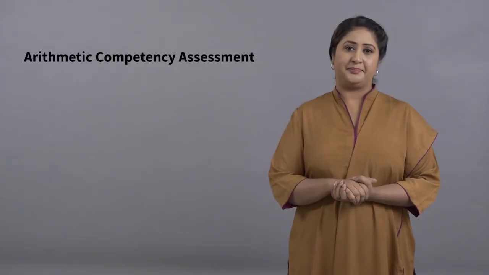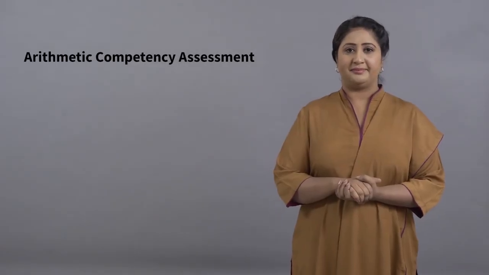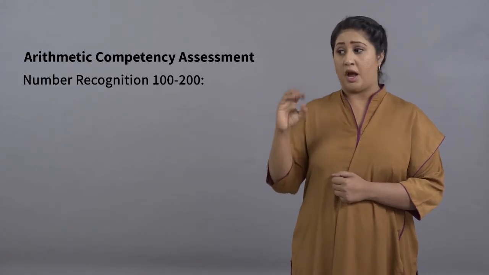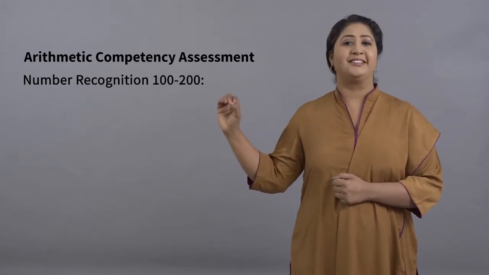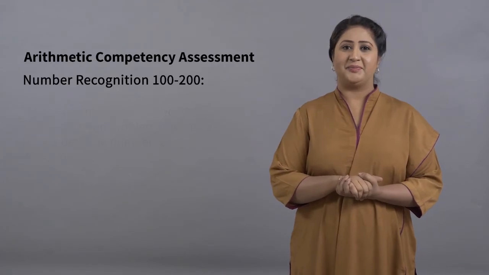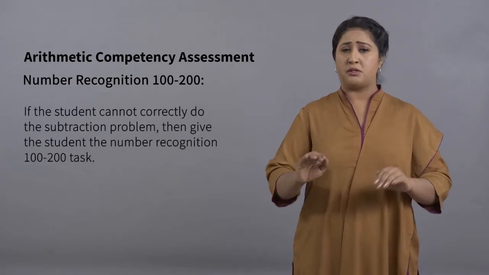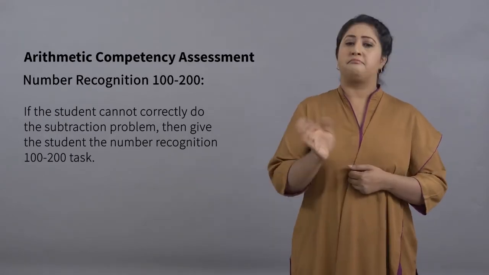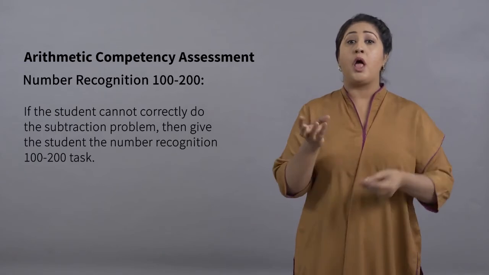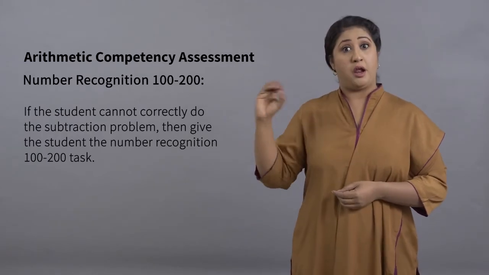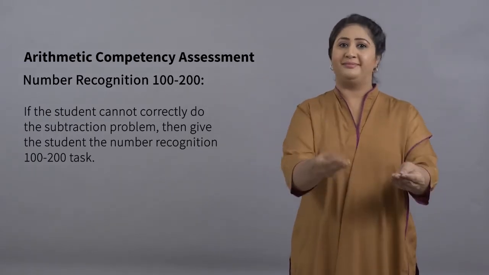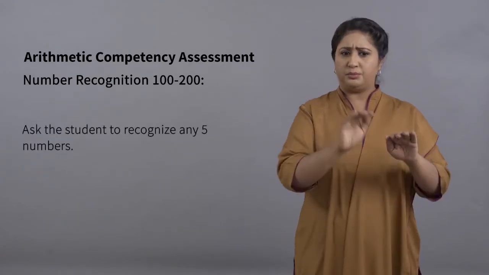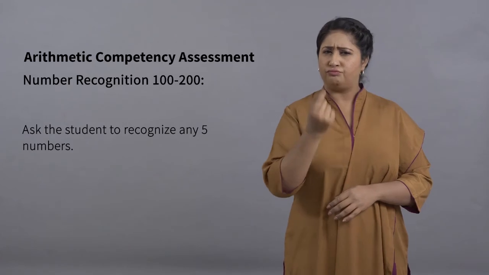Arithmetic Competency Assessment. Number recognition 100 to 200. If the student cannot correctly do the subtraction problem, then give the student the number recognition 100 to 200 task. Ask the student to recognize any 5 numbers.